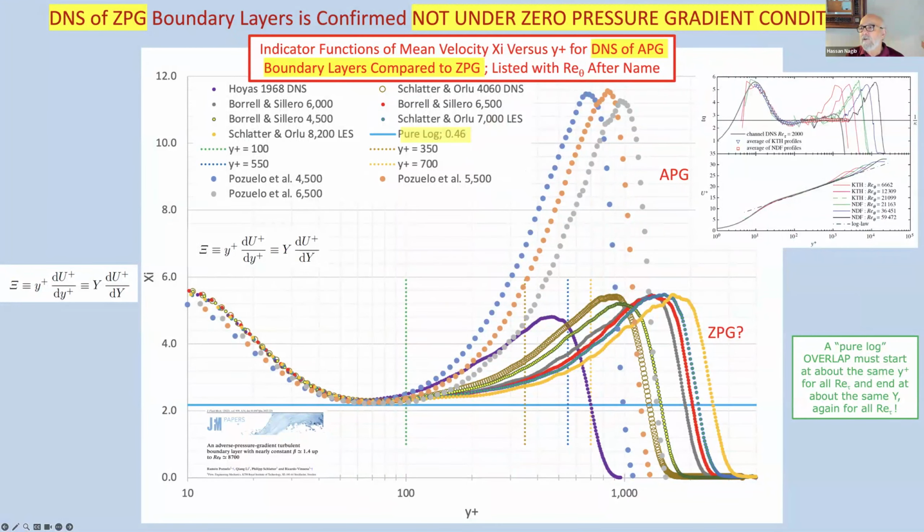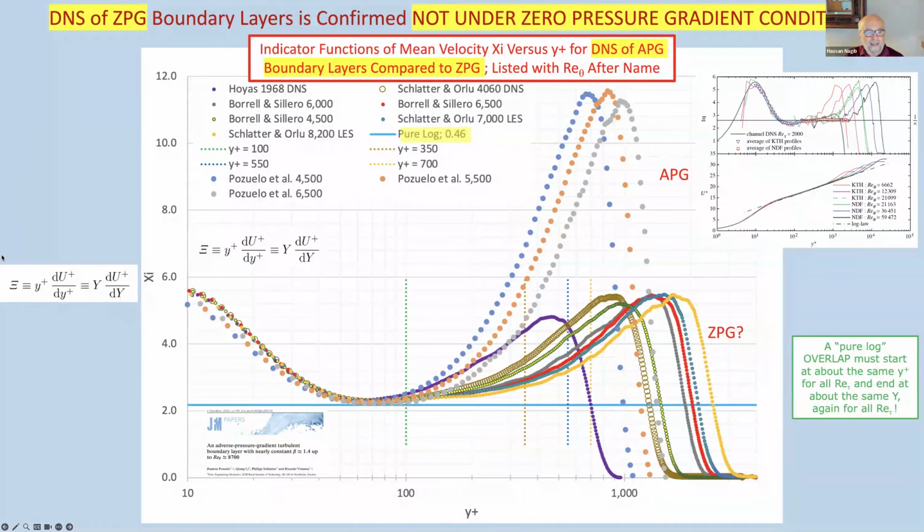Remember, I showed you before that with ZPG experiments, we got this growing log region. So we go to DNS with ZPG. This is again Schlatter and Orlu, Borrell and Sillero, Hoyas, a number of cases. And these are all ZPG. Then these are APG, adverse, from Ricardo Vinuesa's group at KTH. The student's name is somewhere here.